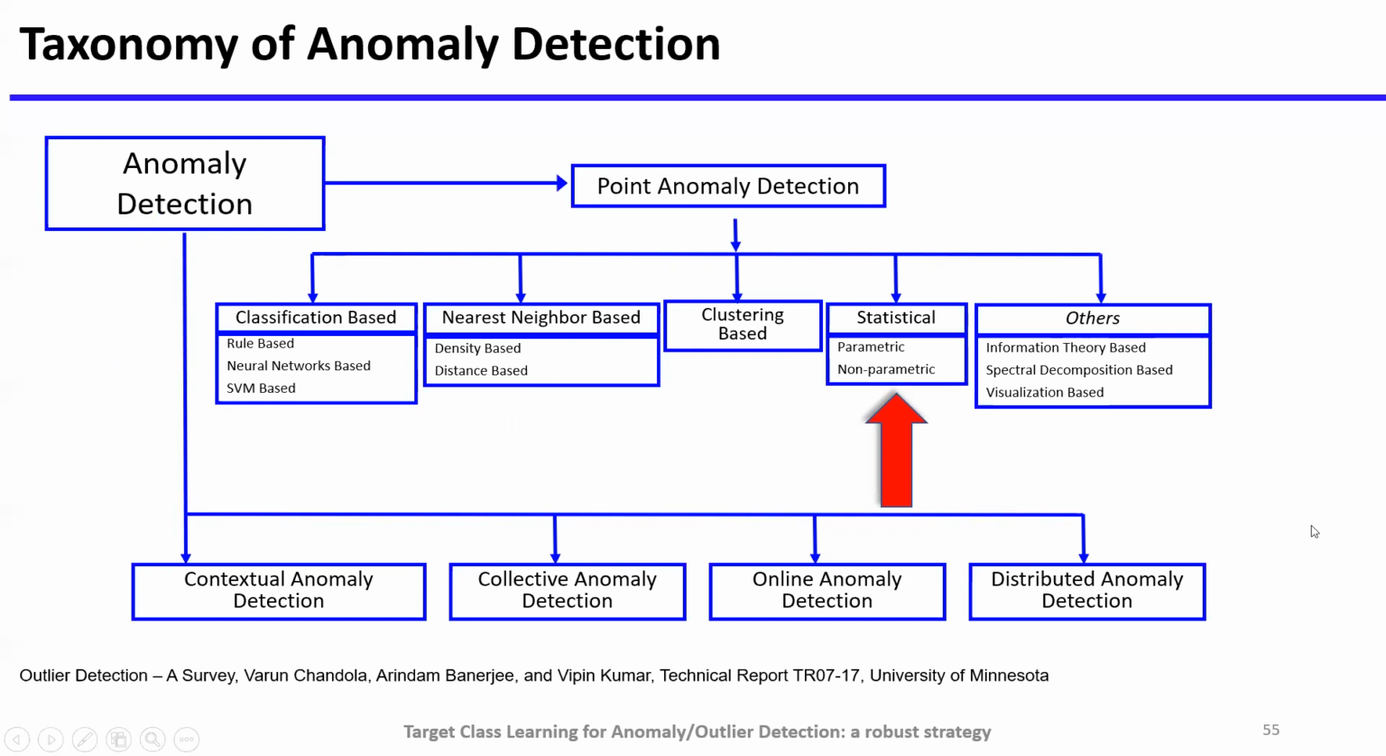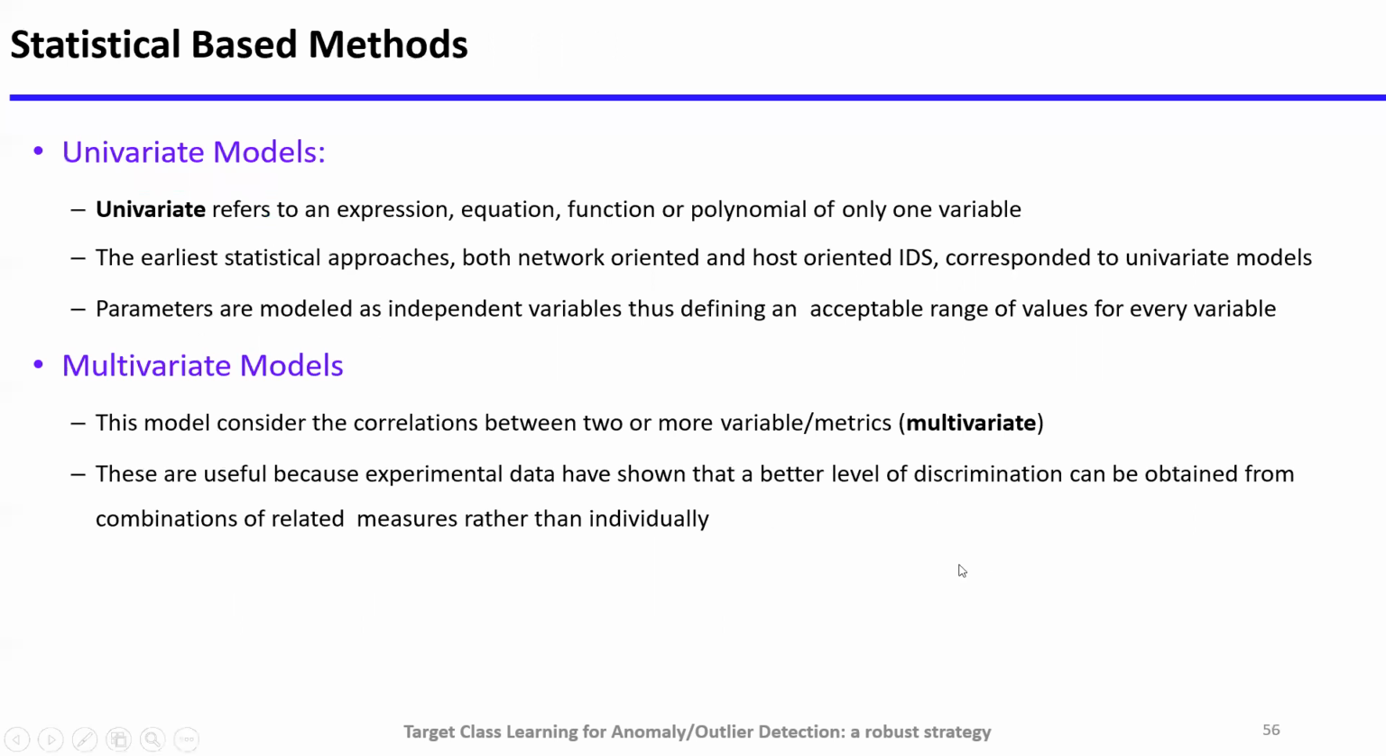Okay, now there are some other techniques also for point anomaly detection. Let us see one, that is the statistical based techniques for point anomaly detection. When we talk about statistical parameters, the nature of the data is very important here. Data can be univariate. Univariate means only one variable. For example, it can be referred to any expression, equation, function, or polynomial of one variable. So that is one possible case.